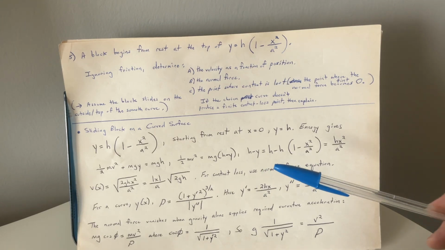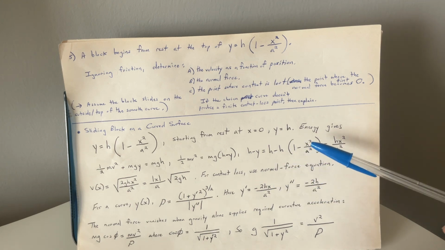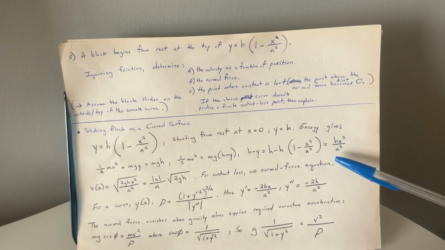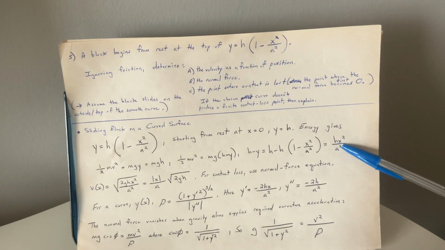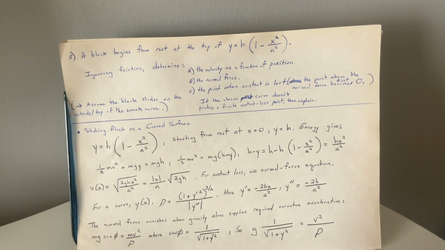And h minus y equals h minus h times the quantity 1 minus x squared over a squared, which is the same thing as h x squared over a squared. So from there, v of x equals the square root of 2gh x squared over a squared, and that's the absolute value of x over a times the square root of 2gh.